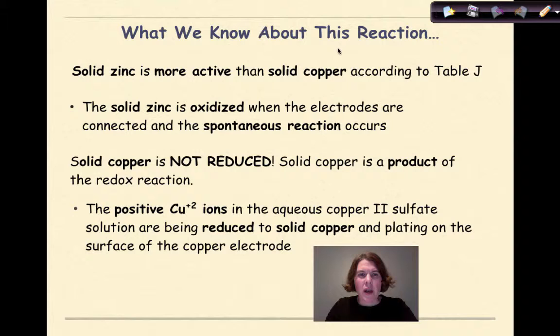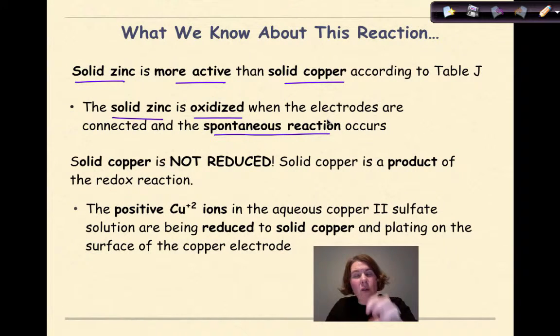So what do we know about this reaction? Solid zinc is more active than solid copper according to Table J. The solid zinc, the electrode, is oxidized when the electrodes are connected and the spontaneous reaction occurs. It's actually pretty cool. This zinc electrode over time will actually start to deteriorate and fall apart as the solid zinc becomes zinc ions, and it basically falls apart.